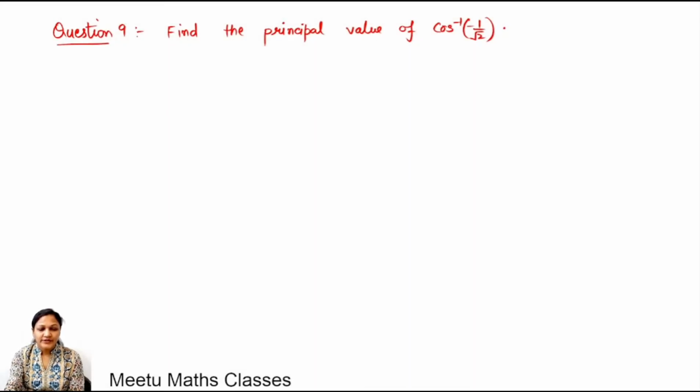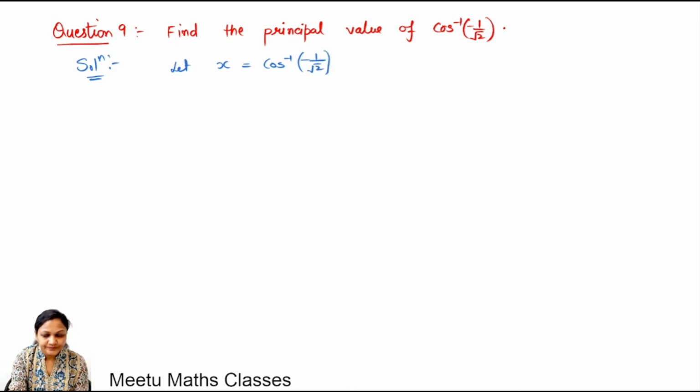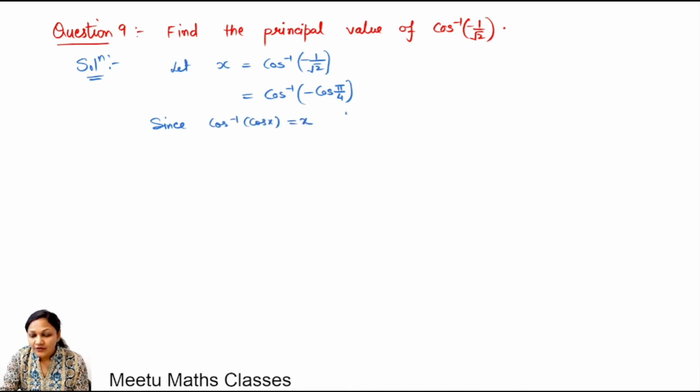Your next question is question number 9. Find the principal value of cos inverse of minus 1 by root 2. Now to find the value of cos inverse, let your angle x is equals to cos inverse of minus 1 by root 2. Okay. Now this 1 by root 2 can be written as cos of pi by 4. Now since cos inverse of cos x is equals to x for all x belongs to closed interval 0 to pi.